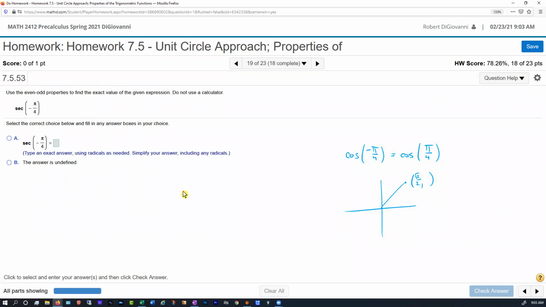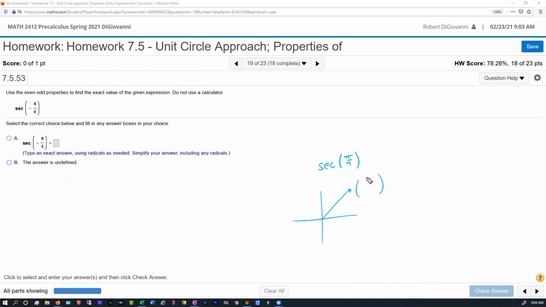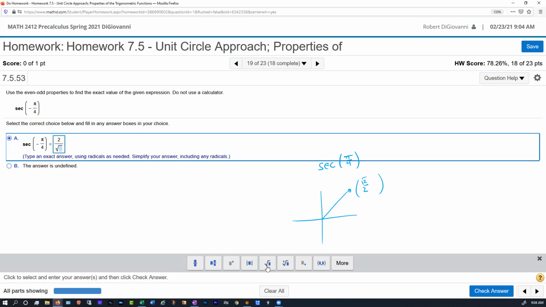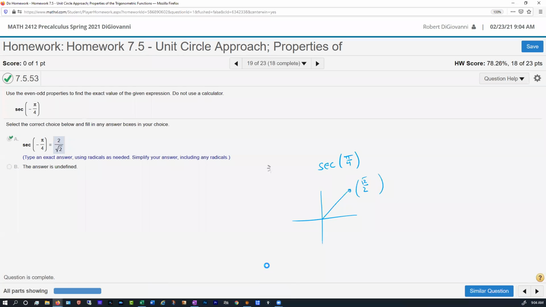Okay, secant of negative pi over 4 should be the same as secant of just pi over 4 because it's even. And pi over 4 here, we were just here. I should have just left it there. This is root 2 over 2. So cosine is root 2 over 2, and secant is a reciprocal, so it'd be 2 over root 2. So this should just be 2 over root 2. Okay.